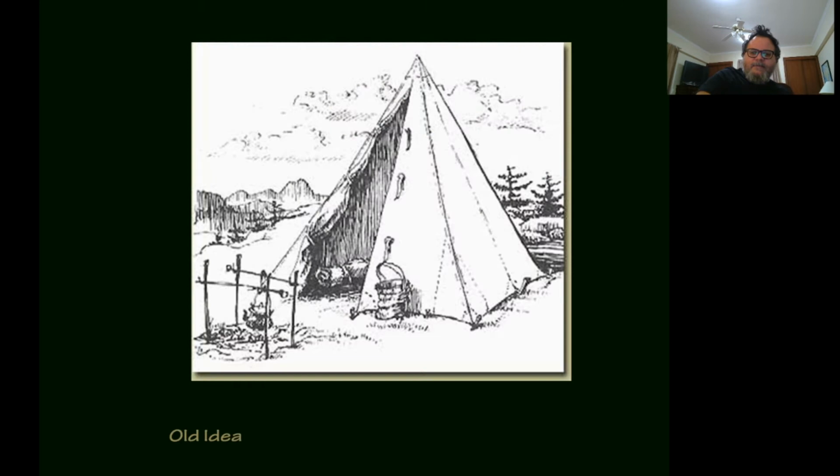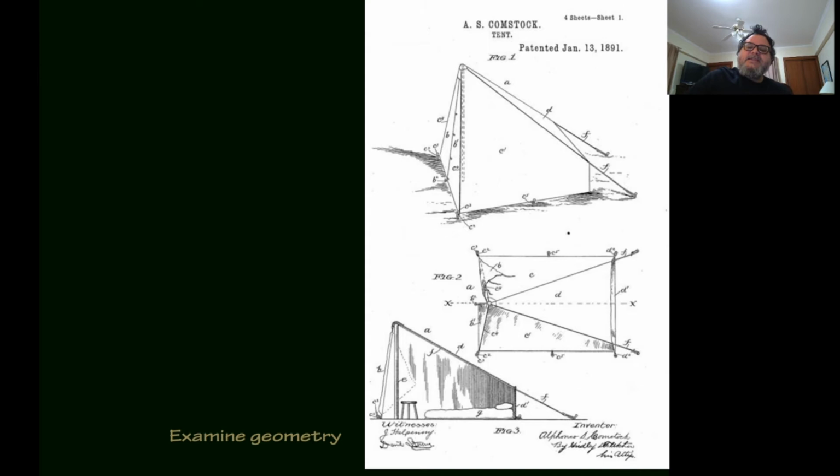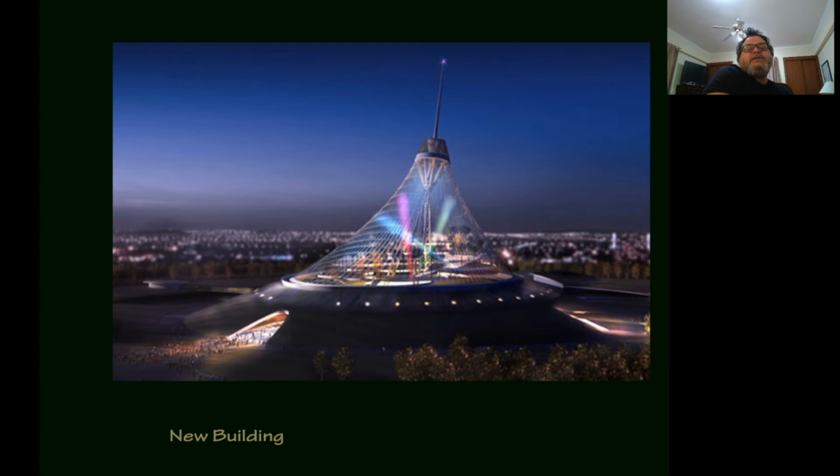He looked at old ideas, so when he was dealing with this project in Kazakhstan, they were a nomadic people that lived on the steppes, and he looked at tents and the structure of tents and the way they're held up by tensile forms, and he designed this, which is the opera house for Kazakhstan, the Kazakh National Opera.